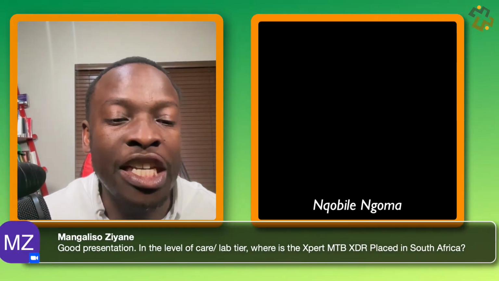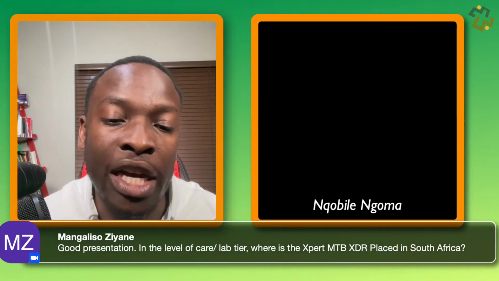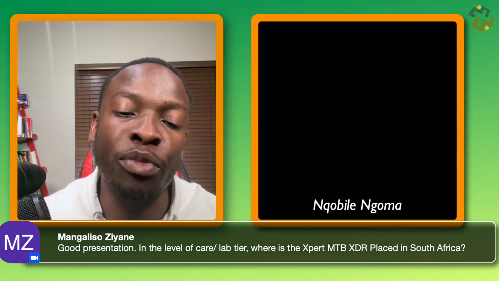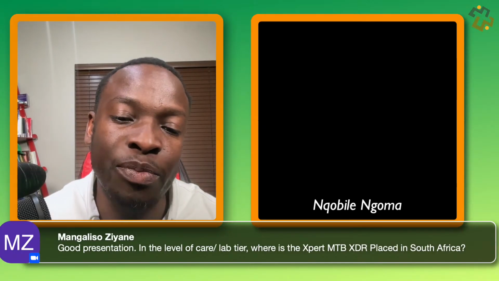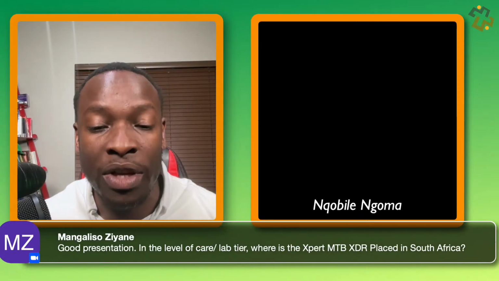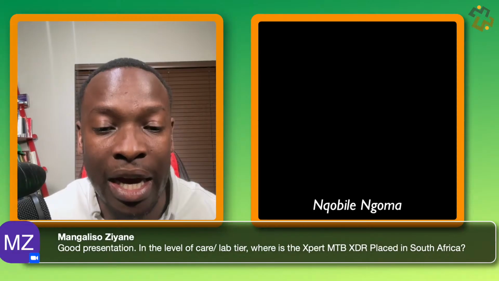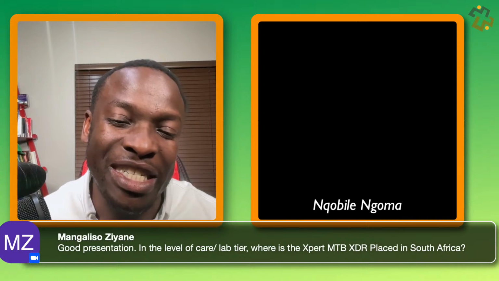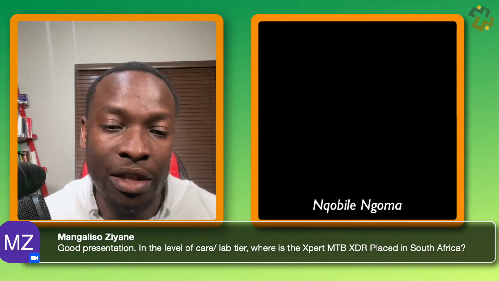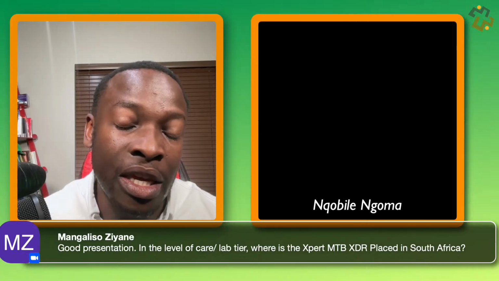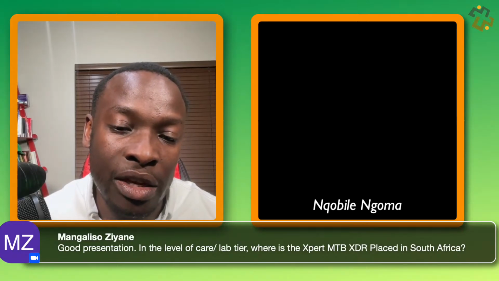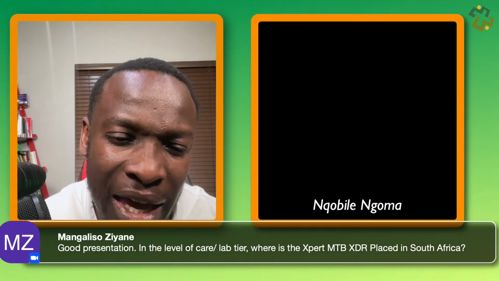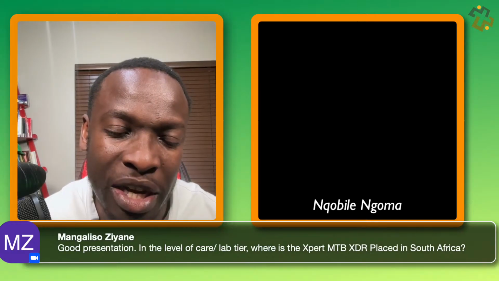Let's look at this one. Mangaliso says, good presentation. I think he's trying to ask about the XDR, but maybe you can respond on two levels: the Xpert for drug sensitive TB versus the MTB XDR, which is something I didn't clarify. I think colleagues will get that there are two kinds of Xpert machines. Where are they placed in South Africa? Are they placed at the end user, like let's say PHC, or in the labs? I'm sure this is the question. It says in the level of care, lab tier. Yeah, maybe it's your language, this lab tier thing.